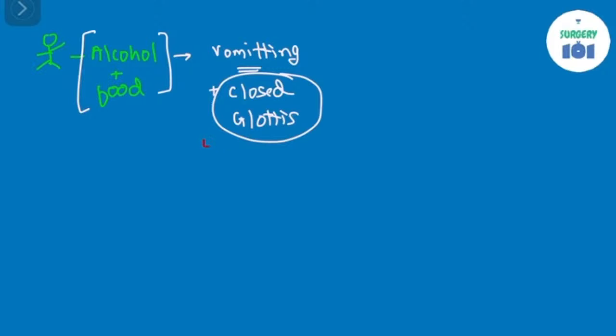What is it called? It is what is called retching. So if the patient undergoes vomiting with a closed glottis, ultimately what is going to happen? There is going to be an increase in the intraluminal pressure. It means that the pressure present inside the lumen of the esophagus is going to rise. And because of this, what is going to happen?